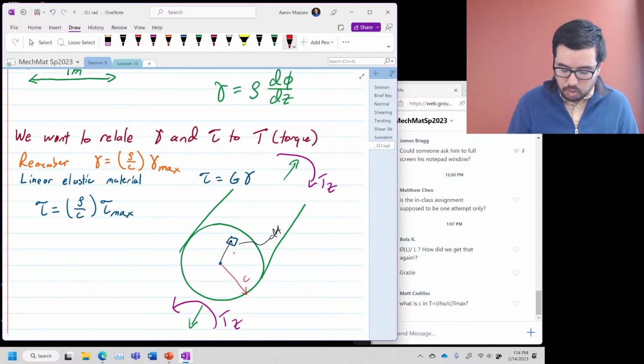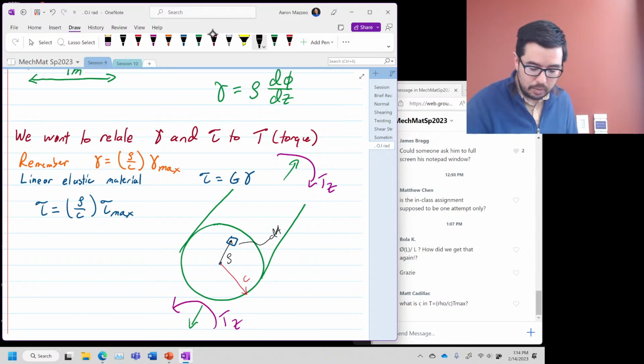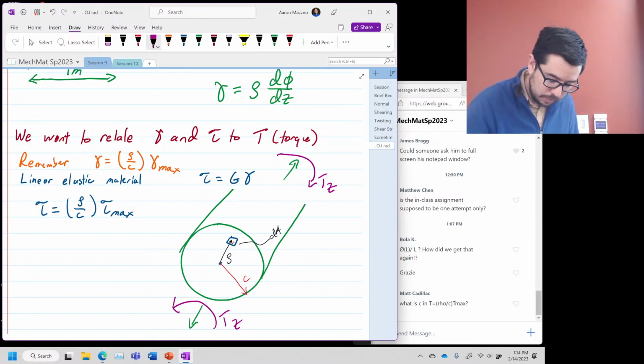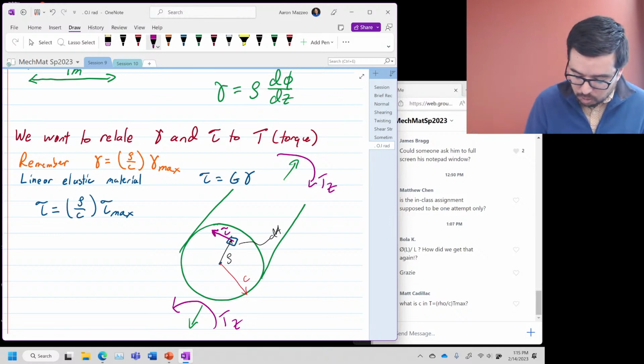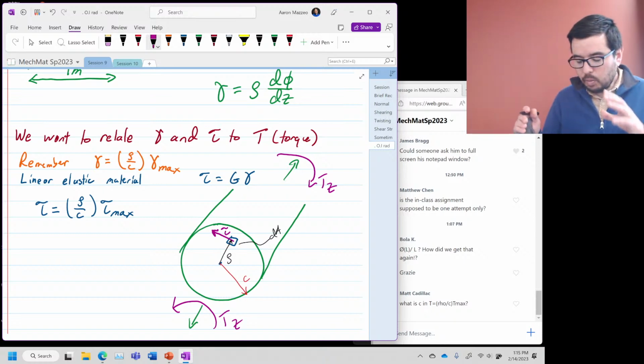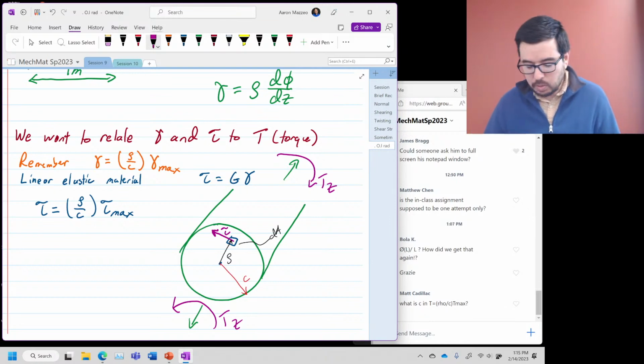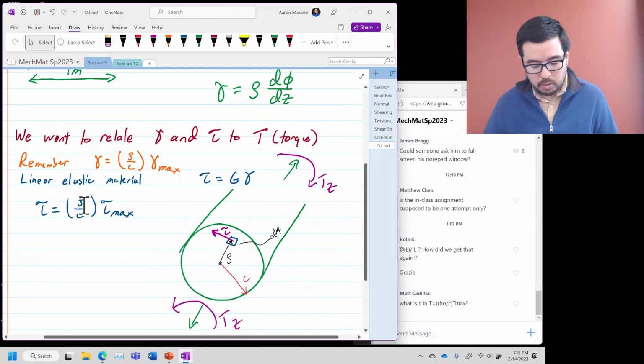We're some distance rho to this element dA, and now we say we have a shear stress acting on that surface that we'll call tau. Okay. And what do we say? We said that tau, according to this equation right here, if rho is equal to 0, then tau is equal to 0. But when rho is equal to C, when it's at the outside, it's at a max.